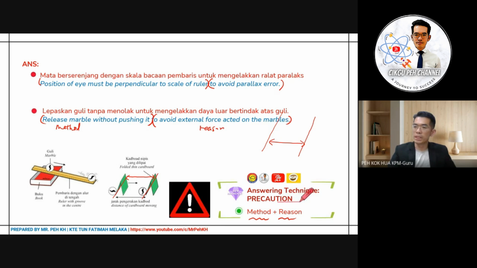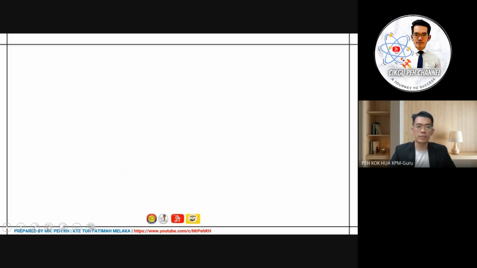This will be the unguided practical, Amali tidak berpandu, where you have to plan the procedure on your own, together with the precaution, in this first question. Okay, so let us go through the second question here.